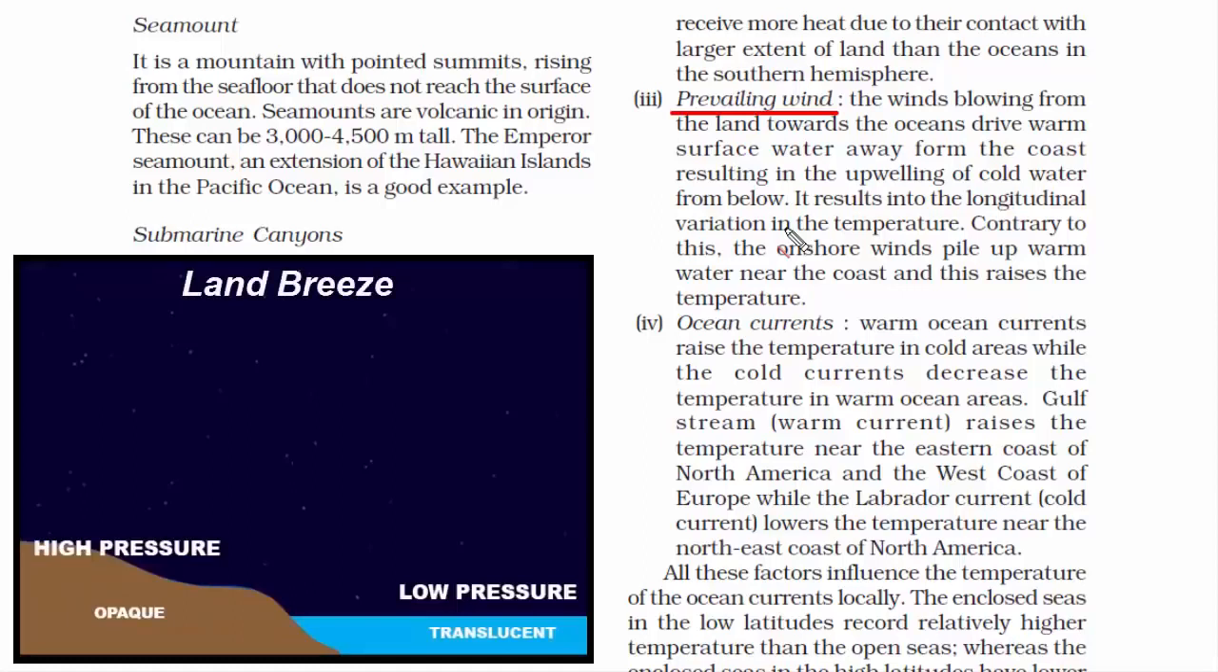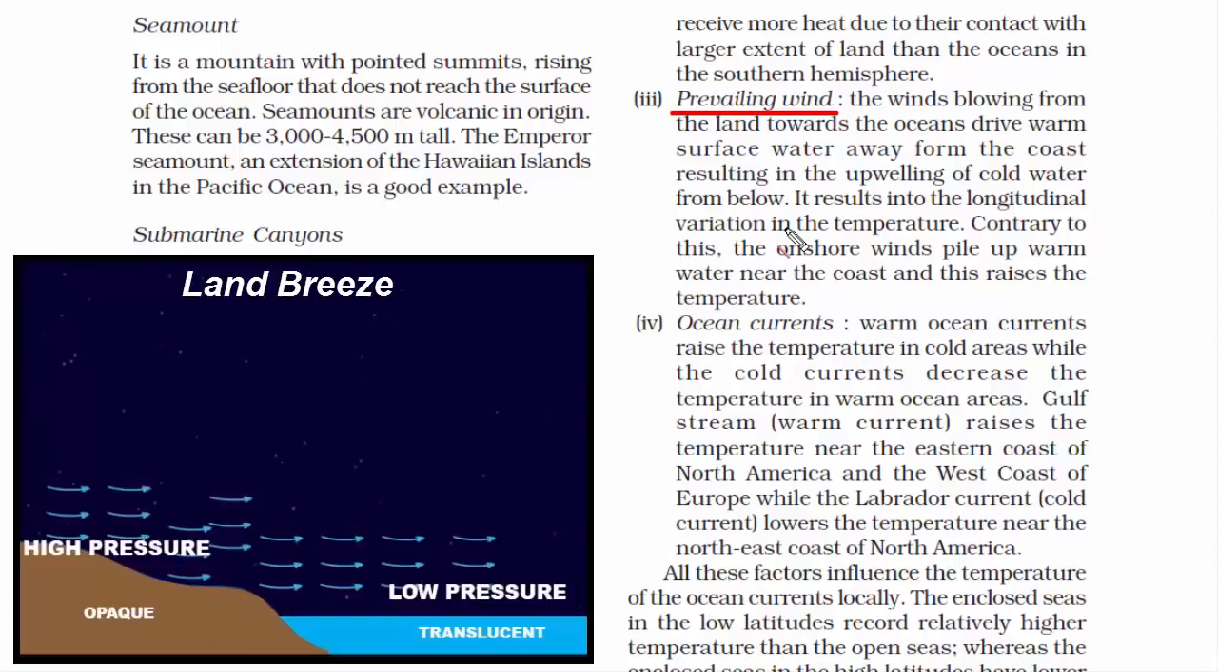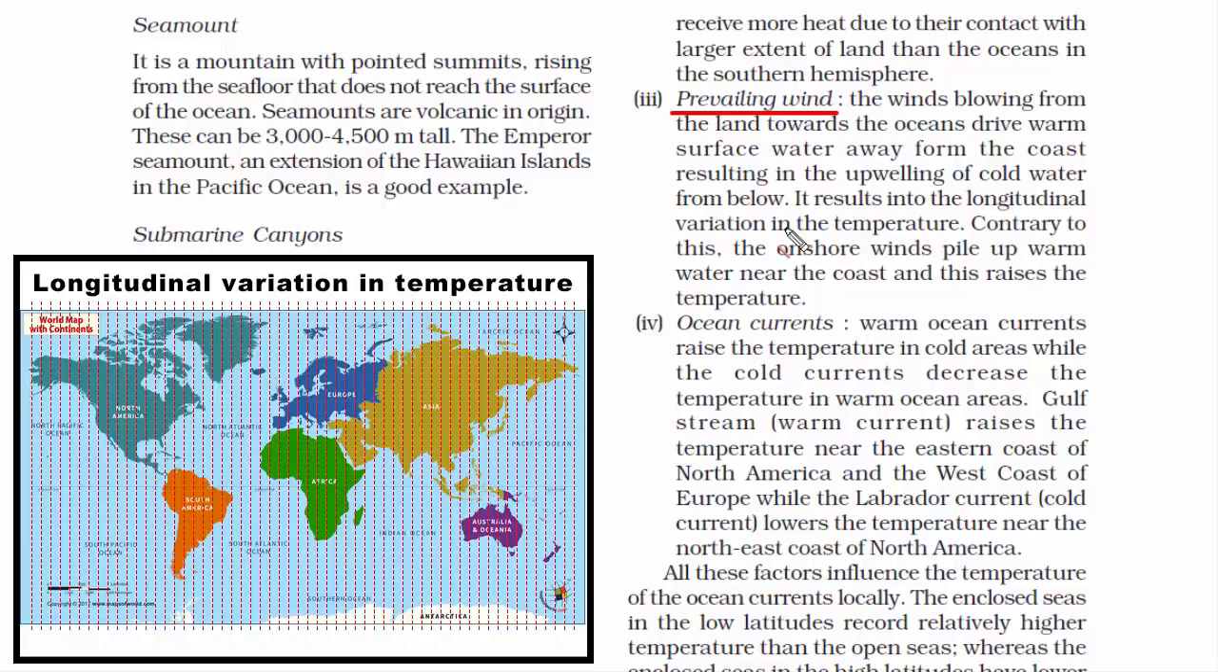At night, the reverse happens. Land loses heat faster than water. As a result, the air above the sea is warm, so it rises, and the cool air above the land flows towards the sea to fill in the gap that is created by the warm air of the sea. Now this is called land breeze, and this one takes place during night time. So the winds blowing from the land towards the ocean drive the warm surface water away from the coast, making way for the deep cold water to rise from below. Now this entire process causes longitudinal variation in the temperature.